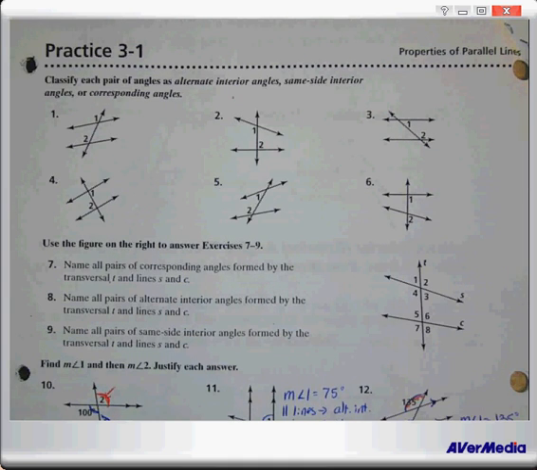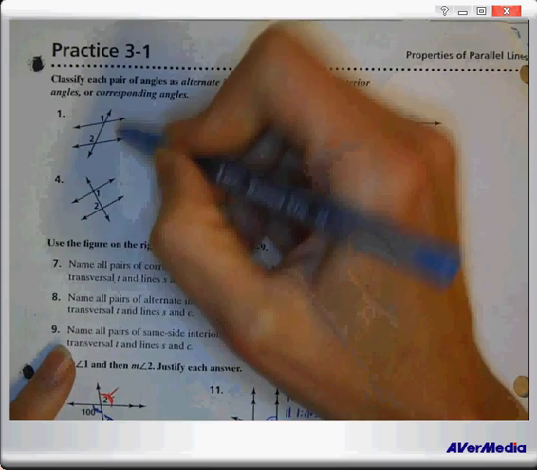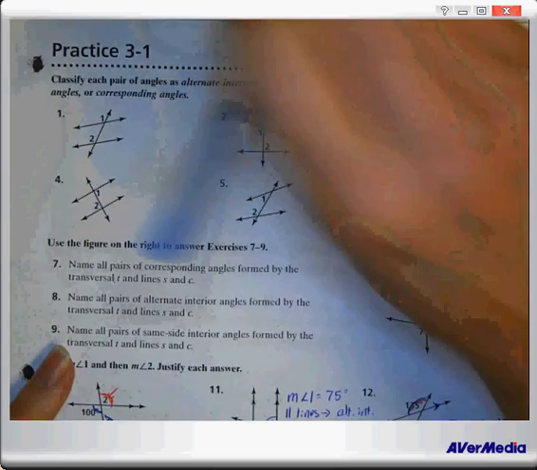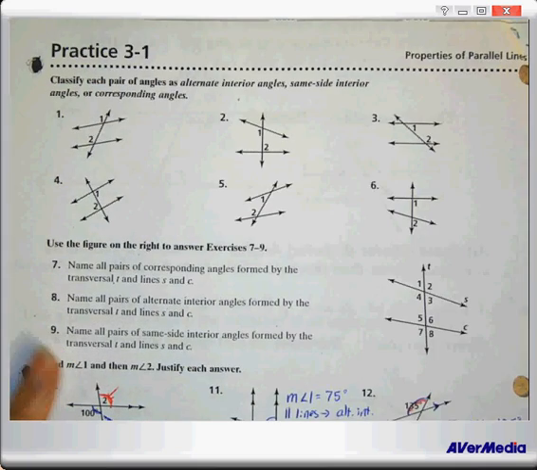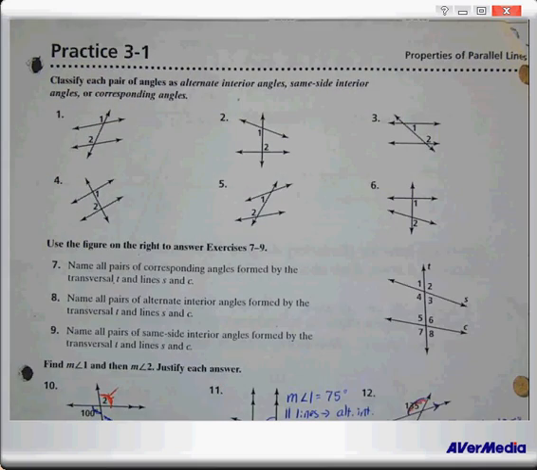Are they on the same side of the transversal? And are they exterior or interior? It's a pretty simple type thing to do. So let's look at number one, and this is what we're talking about. Here's our transversal. They're on the same side of the transversal. So that's two choices, corresponding or same side interior angles.